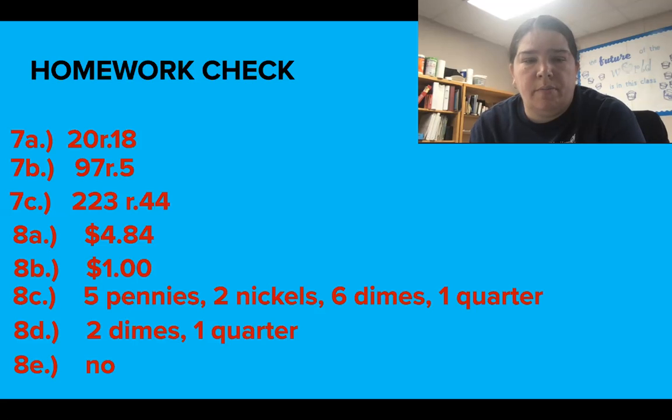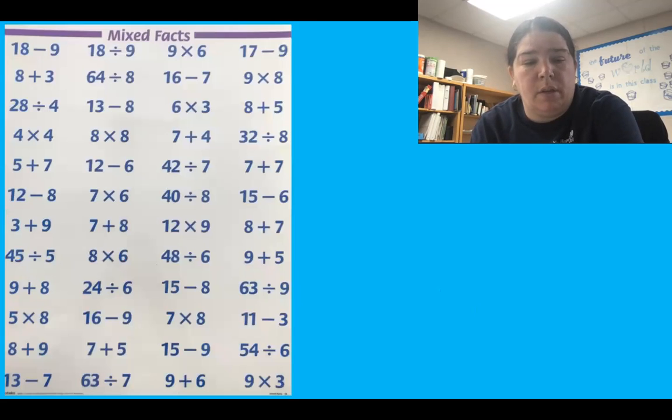B, $1. C, 5 pennies, 2 nickels, 6 dimes, and 1 quarter. Letter D, 2 dimes and a quarter. And number 8, letter E, was no. So hopefully you got all of those correct. Give yourself a pat on the back if you did.